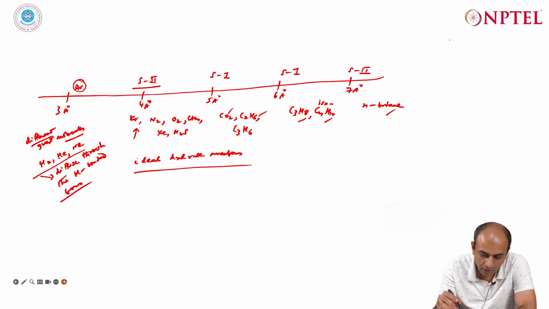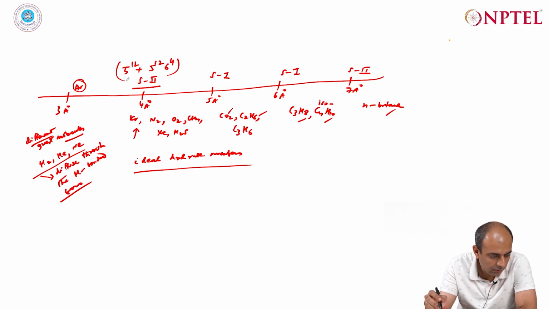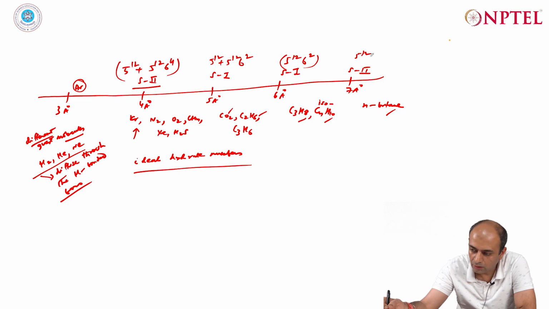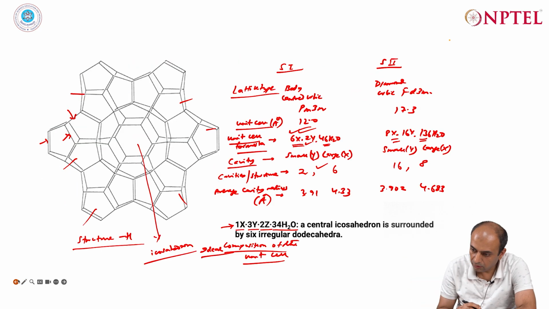Now, in case of S2 structure, we know that it is a fusion of 5^12 plus 5^12 6^4 structure type. This is 5^12 plus 5^12 6^2. This is again 5^12, plus in this case it is only the 5^12 6^2 voids which are occupied, and here it is only the 5^12 6^4 voids which are occupied. Now, if you go back and see why 5^12 6^4, it depends upon the size, and if the size is small, the corresponding void will be occupied.